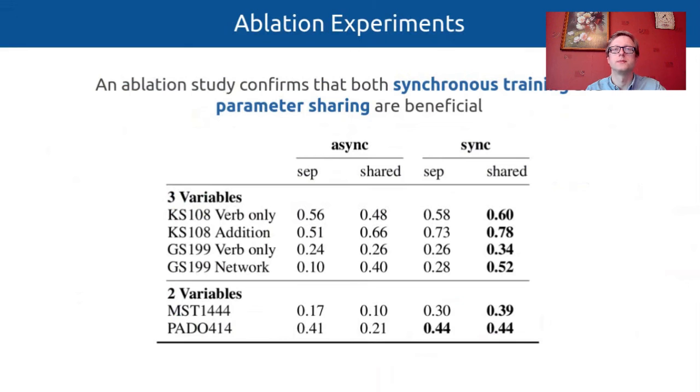We also ran some ablation experiments to actually check that the properties of synchronous training and parameter sharing were indeed useful for this model. Here you can see the results for all 4 possible combinations. And for all datasets, we found that the best configuration uses both the joint loss and the shared parameters.